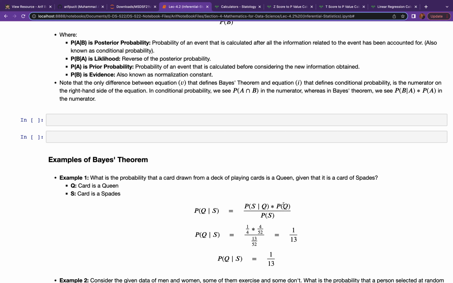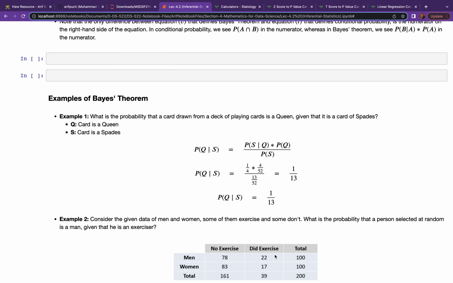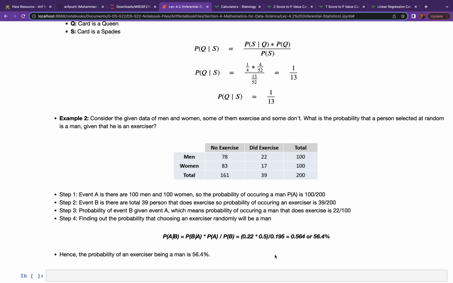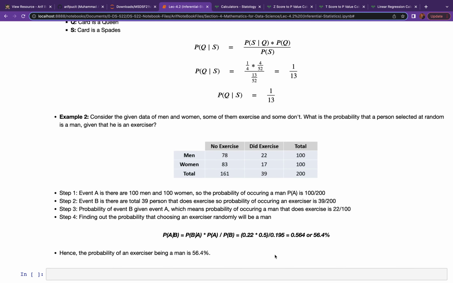And the probability of getting a queen is simple, since there are 4 queens in a deck of 52 cards, so 4 over 52. And similarly, the probability of getting a card of spades is also simple, since we have 13 cards of spade in a deck of 52, so we have 13 over 52. So the overall probability of getting a queen, given that it is a spade, is 1 over 13. Well, my dear students, do go through this example as well to have a clear understanding.